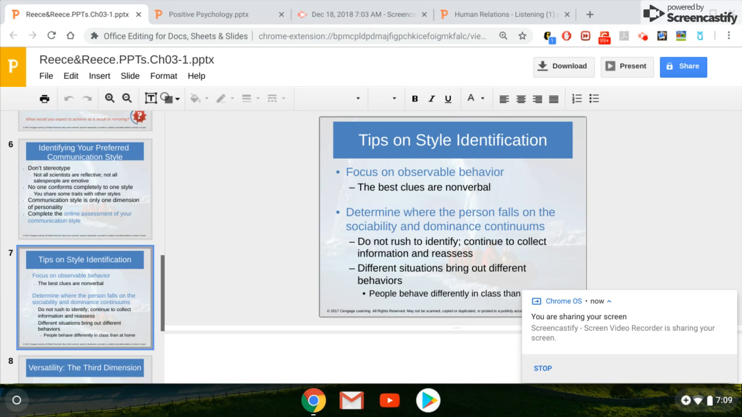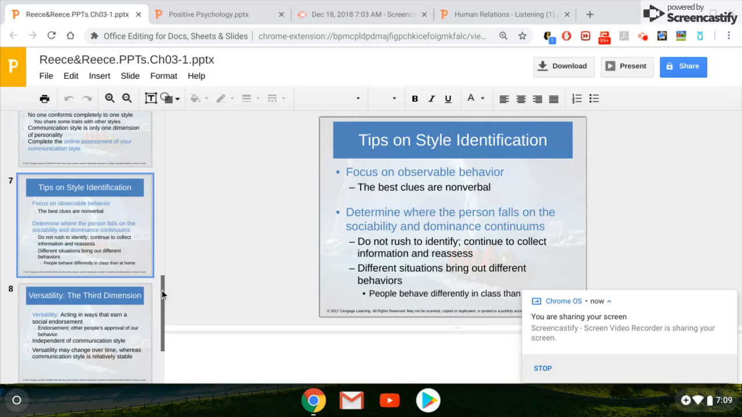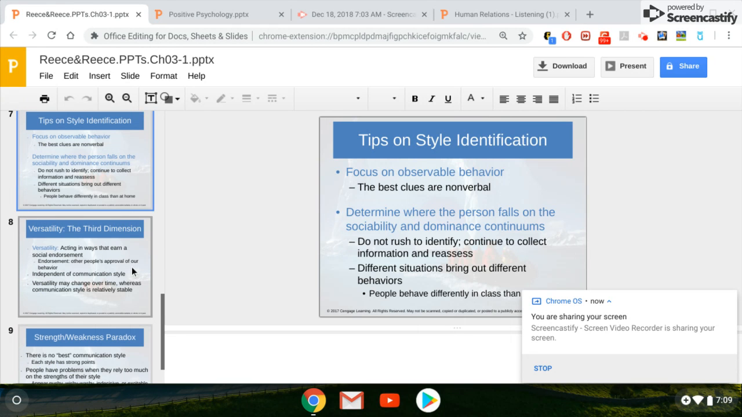Do not rush to identify. Continue to collect information and reassess. Different situations bring out different behaviors. So people behave differently, for example, in a classroom in comparison to at work or with their family or friends, and so on and so forth.